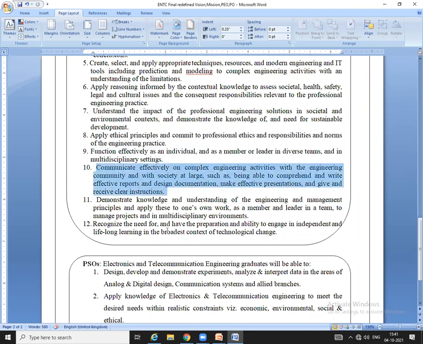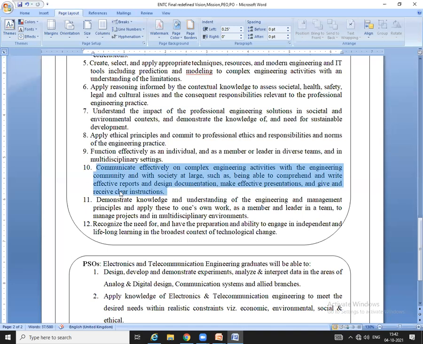So the 10th PO is communicate effectively. That is communication skill on complex engineering activities with the engineering community and with society at large, such as being able to comprehend and write effective reports. That is your synopsis writing or project writing or your paper writing or anything, whatever it is. So that is design documentation, make effective presentations and give and receive clear instructions. So that is very important.